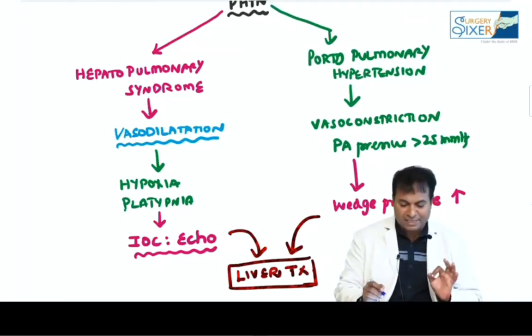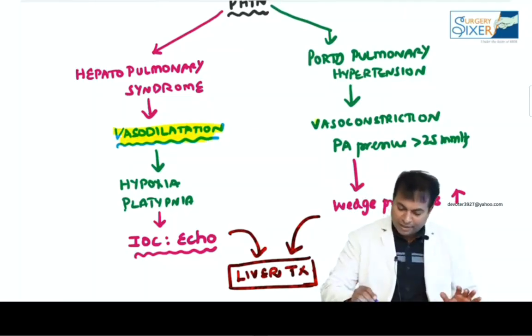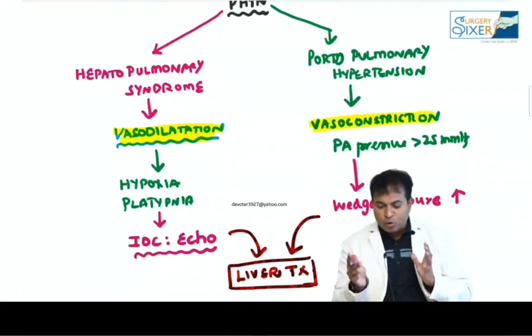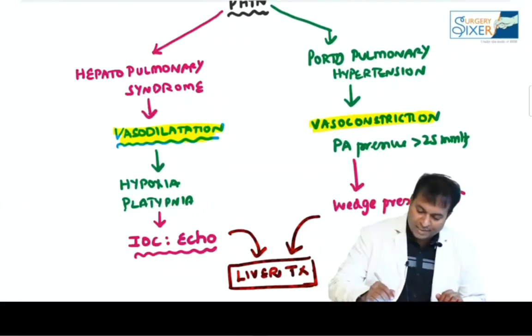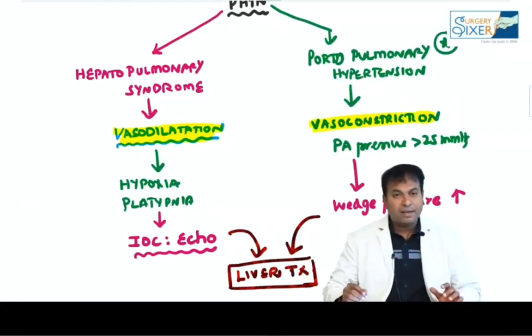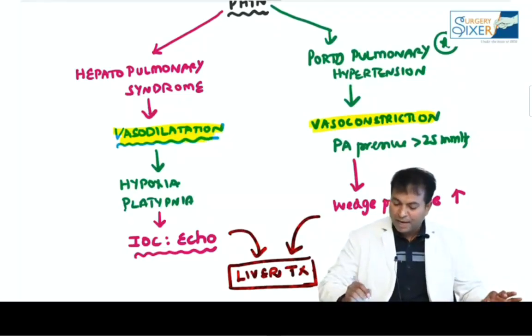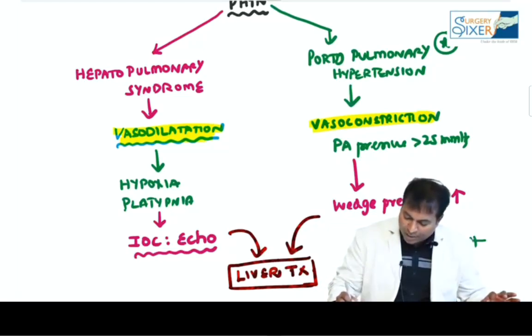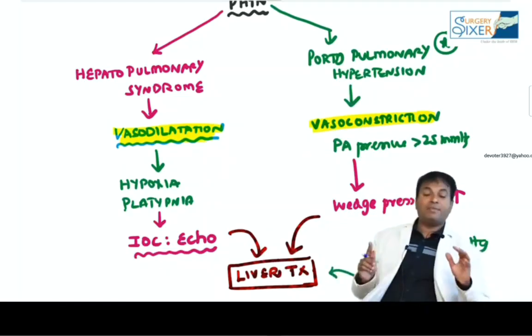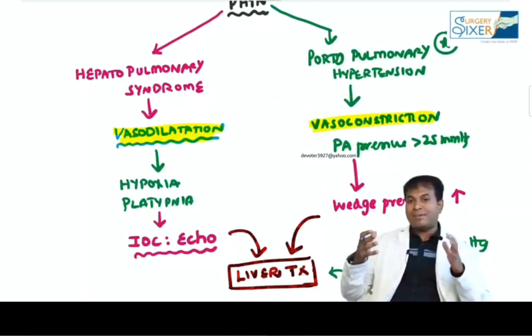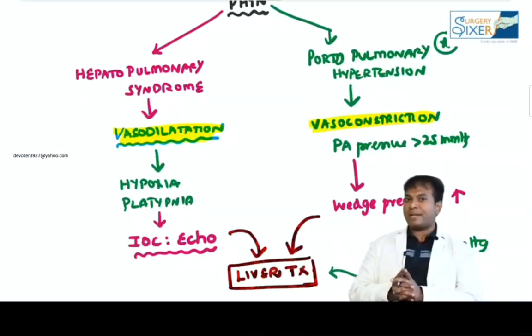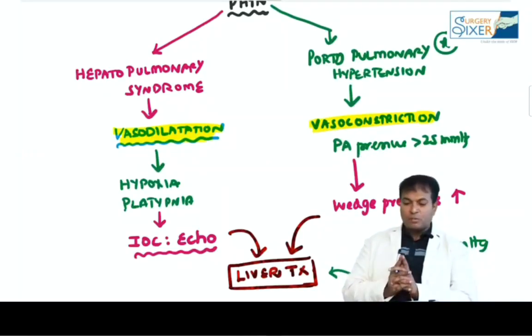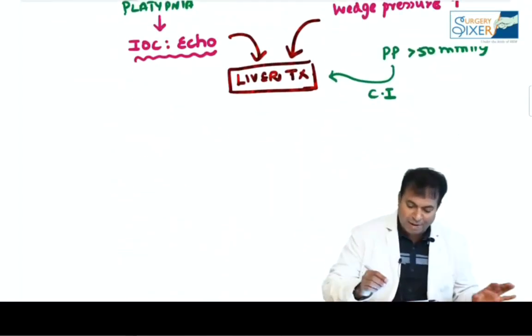Please remember, because of portal hypertension, if there is a vasodilatation, it is hepatopulmonary syndrome. If there is a vasoconstriction, it is portopulmonary hypertension. Which is more serious among these two? More serious is portopulmonary hypertension, because if you are not going to do liver transplantation immediately, and if the pulmonary pressure becomes more than 50 millimeters mercury, even liver transplant becomes contraindicated. It is one of the contraindications of liver transplantation. So portopulmonary hypertension more than 50 millimeters mercury is a contraindication of liver transplantation. Please remember this point. Therefore, we must manage these cases seriously.